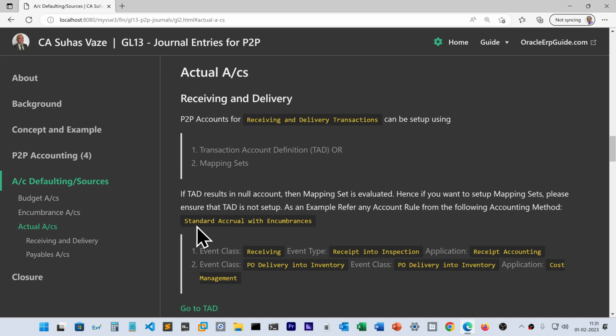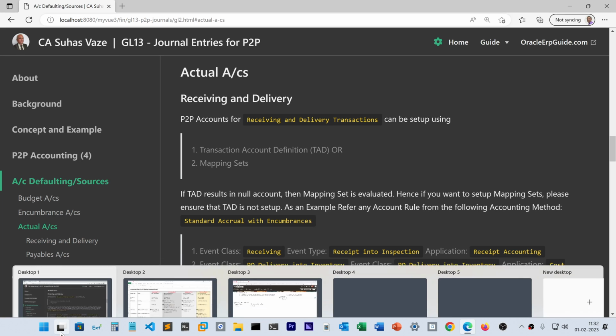Now let us go to this standard accrual. As we have seen earlier, there are three things. First is defaulting, second is editing, and the third is accounting. The defaulting happens through the transaction account definition, and the accounting can happen through the edited transaction account or transaction account definition or the mapping set. So we are looking at that final accounting part, which is in accounting method of subledger accounting. So this is the accounting method we are going to check as an example.